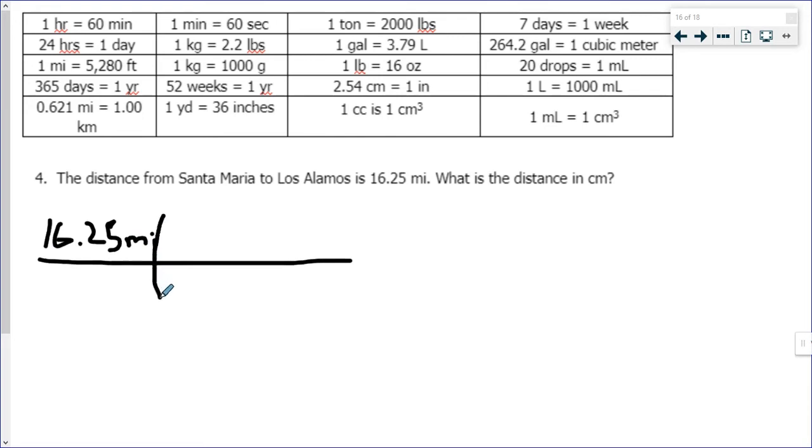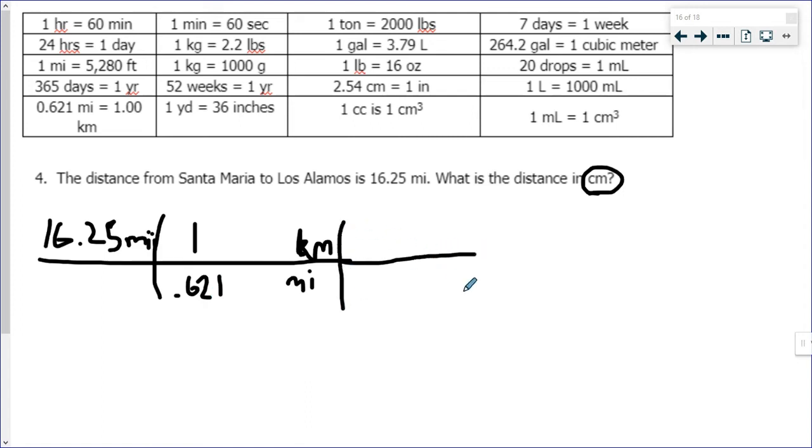I want to get rid of miles. So miles are going to go on the bottom. I'm going to go into kilometers because that's going to get me into the metric system, which centimeters is part of. So we're going to get there. So I'm going to go to kilometers here and grab my numbers in just a second. I know that for every 1 kilometer, I have 0.621 miles. Now, I need to get my kilometers to centimeters.